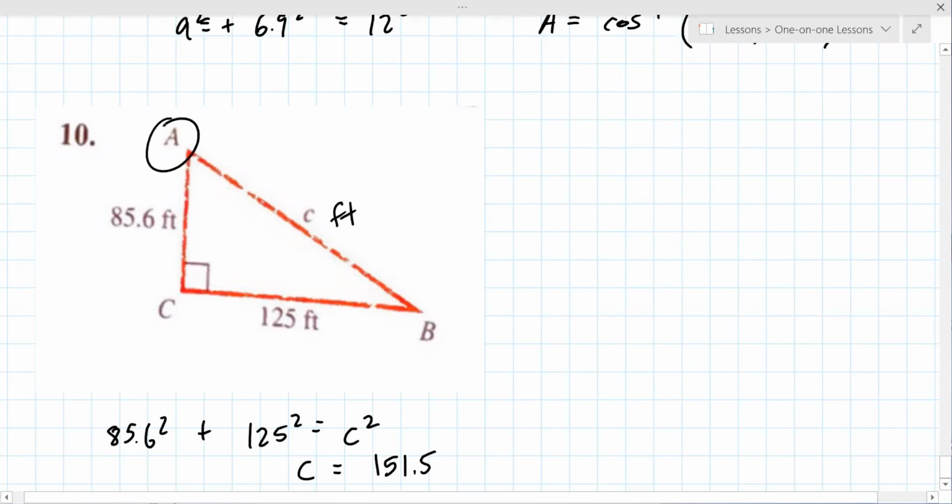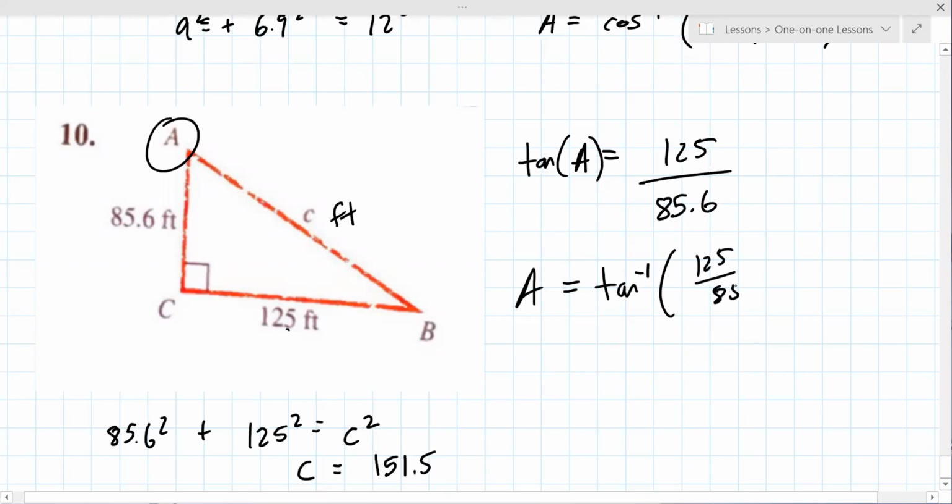So let's say we're interested in finding A. The tangent of A is opposite over adjacent. It's 125 over 85.6. But that's not A. A, you have to get from undoing tangent. You undo tangent with tangent inverse. Now, if we had more time, I would have you find A using cosine inverse or arc cosine, arc sine, and arc tangent. We don't have that time tonight, but they all give you the same thing, and that's why I wanted to mention it that way. So if I go to my calculator and I punch this in, I end up getting 55.6 degrees for A. And then B is 34.4 degrees, just 90 minus that.